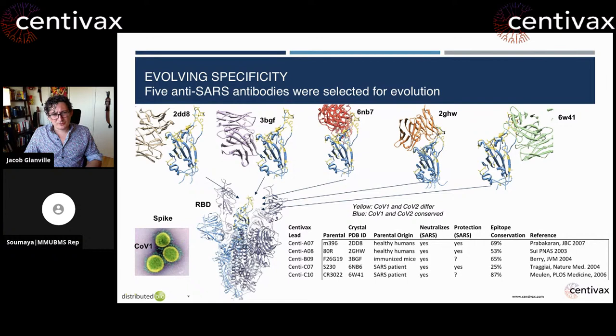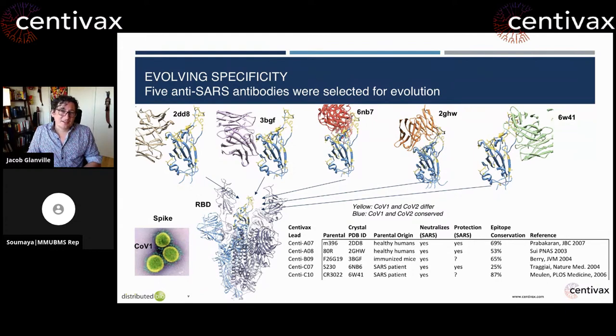What I found first off was that the receptor binding domain was 75% identical between the two viruses. That's conserved enough that I figured we could get some antibodies to teach them to cross from the old SARS, CoV-1, to the new, CoV-2. I picked five antibodies that had been crystallized, so we knew exactly how they interacted with the old SARS. We knew these were neutralizing in three of the five cases, and that they were protective in mice against lethal challenge with the coronavirus. They came from a couple of different sources. Two came from healthy humans, one came from a mouse immunized against SARS, and two came from recovered SARS patients.